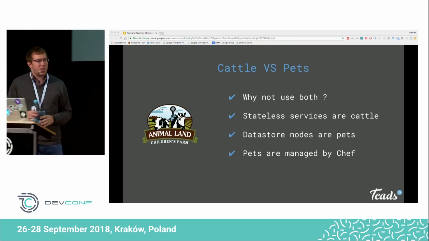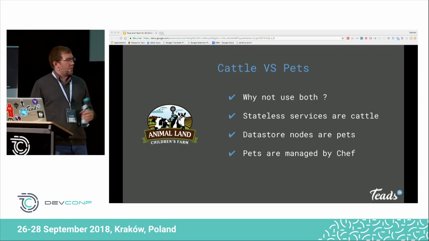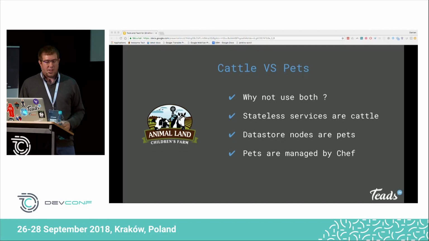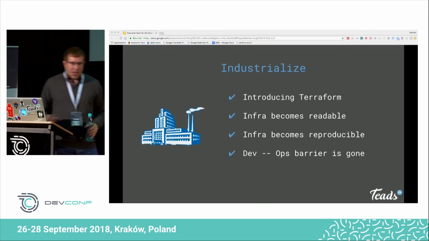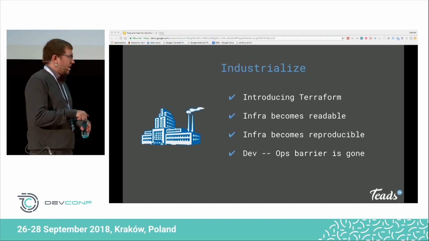They had a lot of knowledge on Chef. A lot of the code was already written. It was great to use, so we decided to keep it because it made a lot of sense. And the last tool that we use extensively is industrialization.